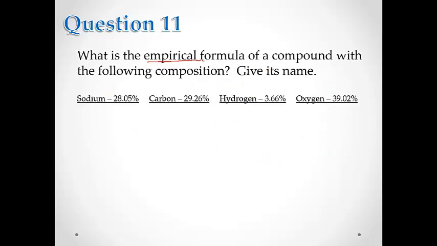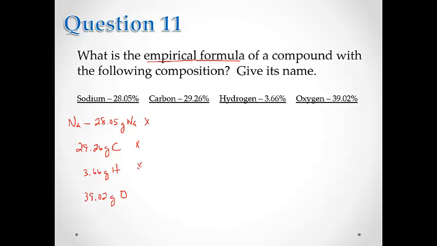Alright, very similar problem, so we'll go through this one probably a little quicker. Again, looking for that empirical formula, and I've got it in percentages. Now the only difference is this is a little bit bigger problem because we have 4 substances in this compound. So list them all out. Start with the top one. Sodium 28.05. Change the percentages right into grams. Next one is going to be 29.26 grams of carbon, 3.66 grams of the hydrogen, and 39.02 grams of the oxygen.